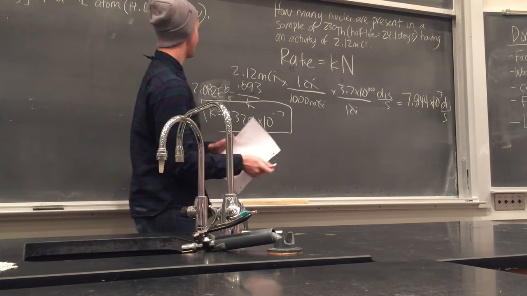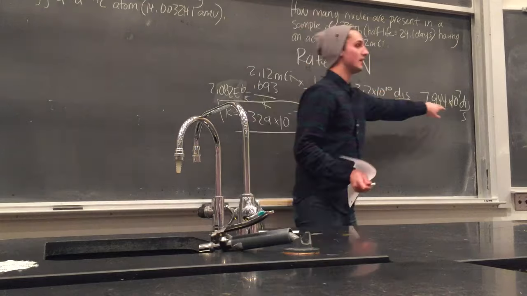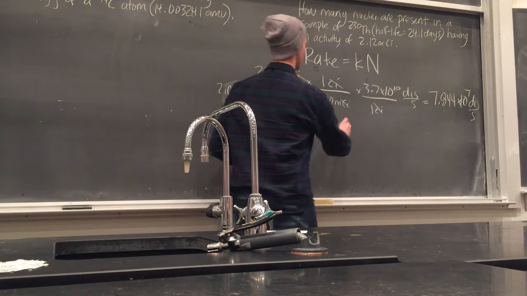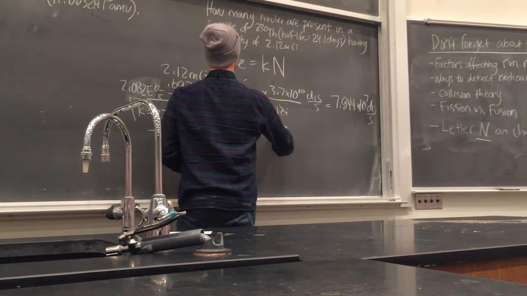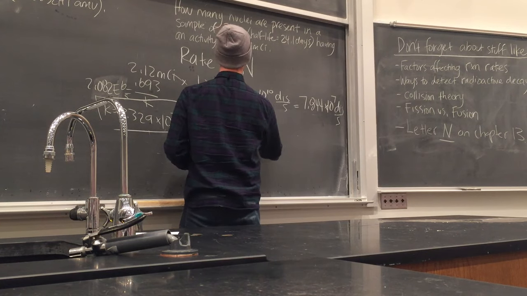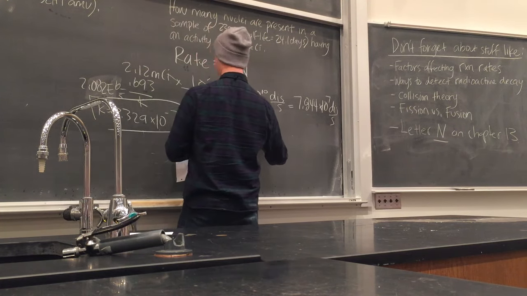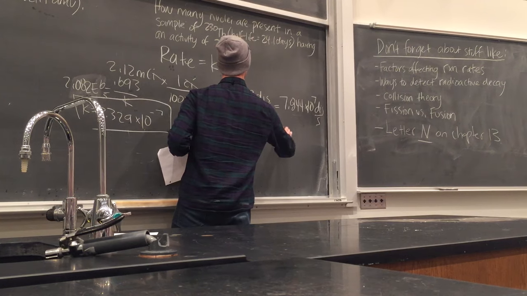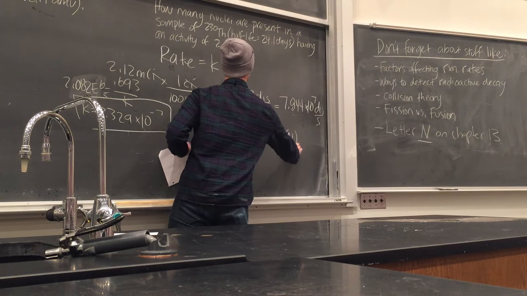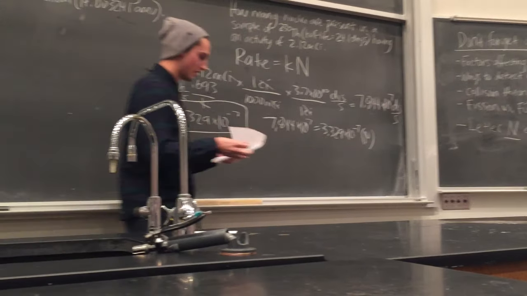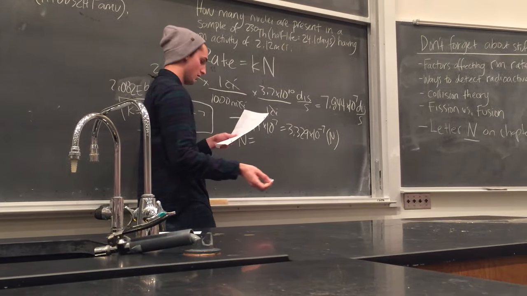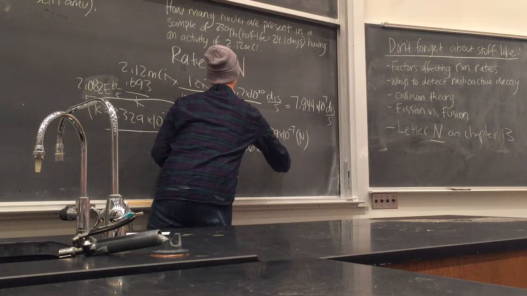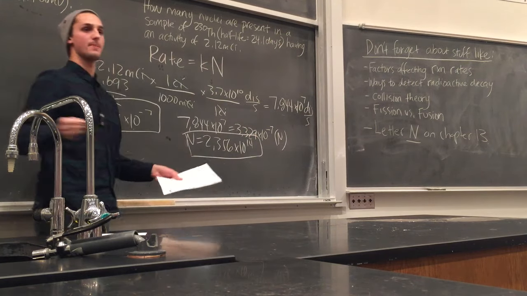So notice now, I've got my k and I've got my rate in disintegrations per second. So now all I do is plug them straight into this equation. So 7.844 times 10 to the 7th is going to equal my k, 3.329 times 10 to the negative 7th, times N. And when you do that, N will equal, sorry, this is getting a little low, 2.356 times 10 to the 14. And that is nuclei.